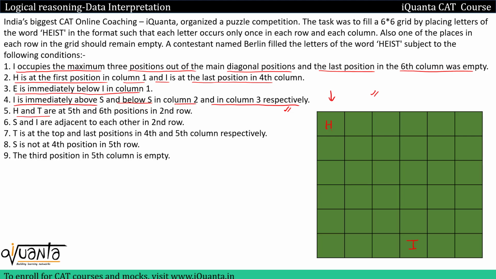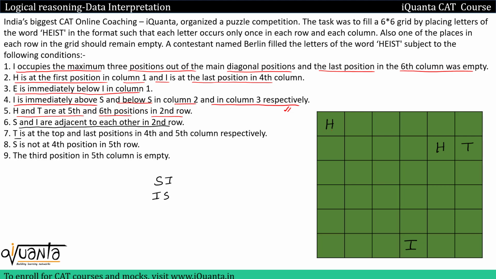Next one is H and T are at 5th and 6th position in second row. So this is the second row. H and T are at 5th and 6th. So H and T will be placed over here. Next clue is S and I are adjacent to each other in the second row. So adjacent can be like this or like this in the second row. So we cannot put it directly into the table. Okay, first of all we'll go through all the clues. We'll search for all the direct clues, then only we'll come to the indirect clues.